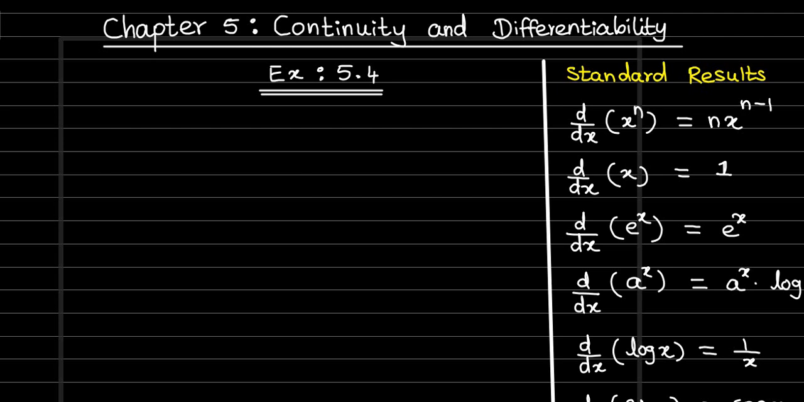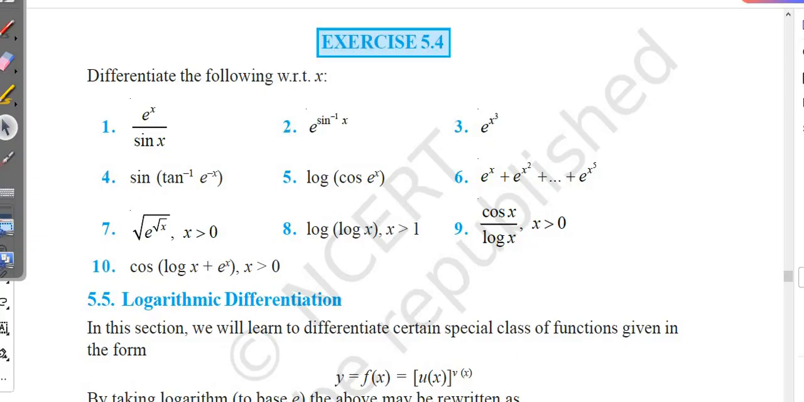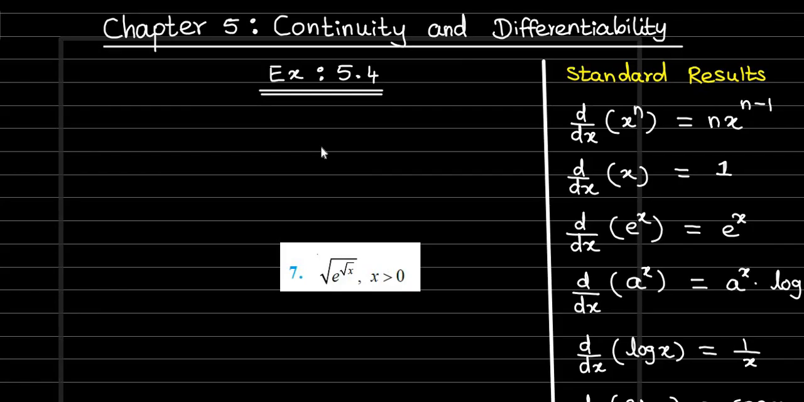In this video, we are going to see CBSE Maths Grade 12 Chapter 5, Continuity and Differentiability, exercise 5.4, question 7. Differentiate the following with respect to x. Here we are given square root of e power root x. This has to be differentiated with respect to x, and the condition is x is greater than 0.